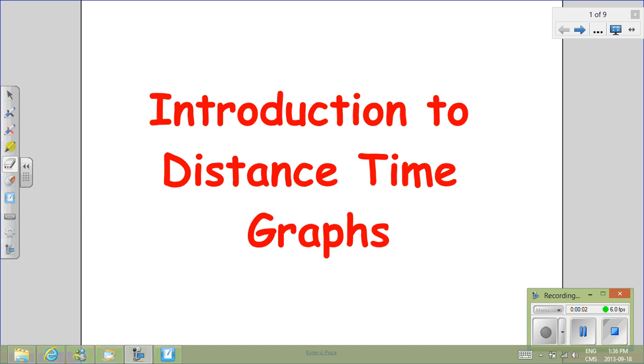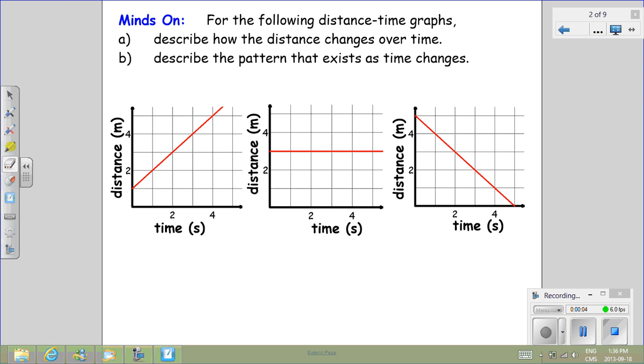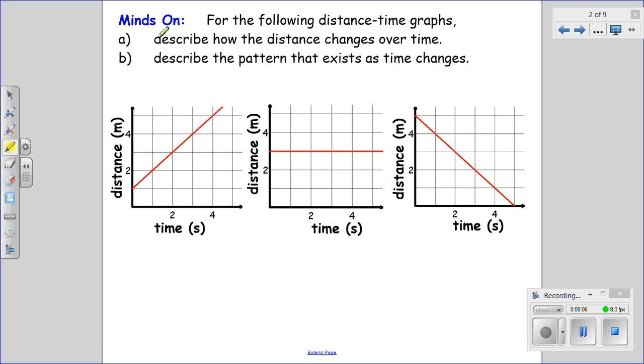Introduction to distance time graphs. For the following distance time graphs, describe how the distance changes over time. Describe the pattern that exists as time changes.